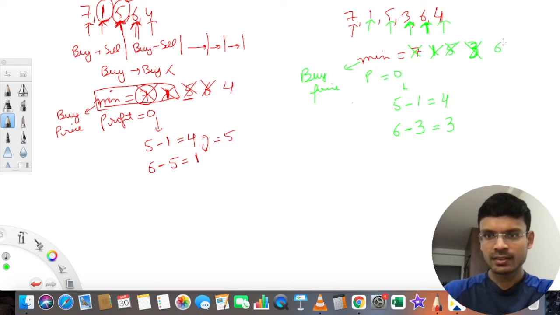Now we come to this index 4. So we check 6 is greater than 4. So we update this min value as 4. So the answer in this case would be 7.